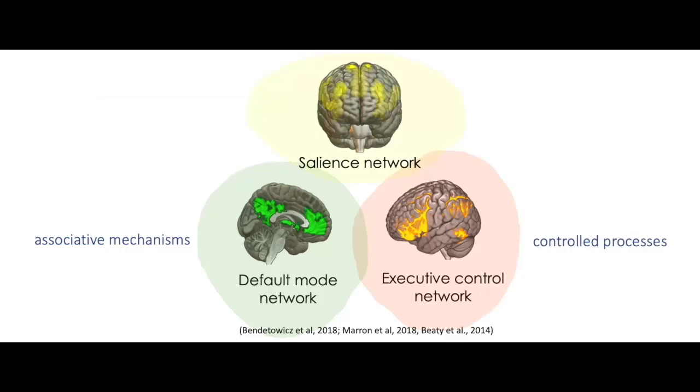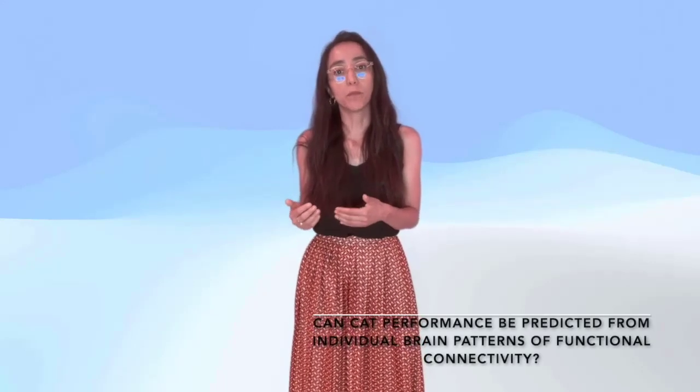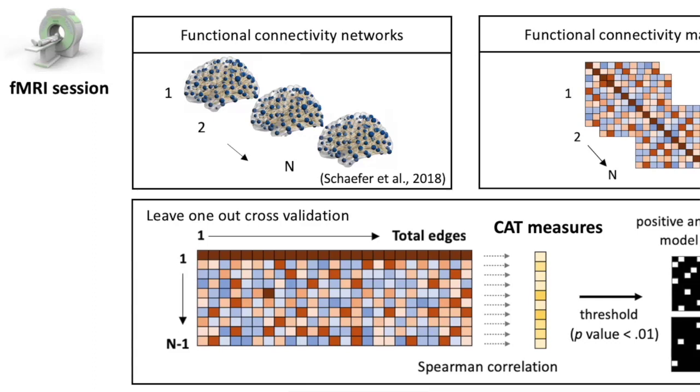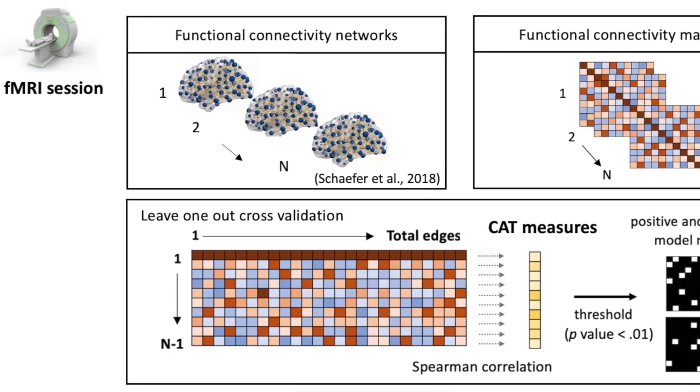In particular, in the classical creativity networks that have been described in previous studies? We explore the brain correlates by using connectome-based predictive modeling. This approach attempts to answer the question of whether CAT performance can be predicted from the individual's pattern of brain functional connectivity. So participants underwent an fMRI session, and it allowed us to build their functional connectivity networks, which were also represented as functional connectivity matrices.